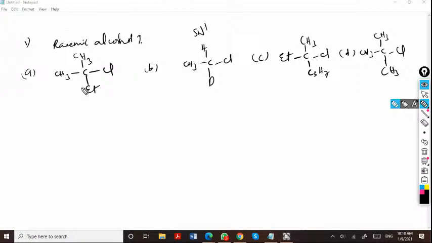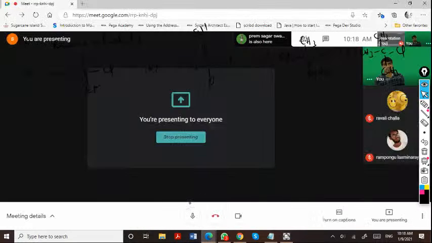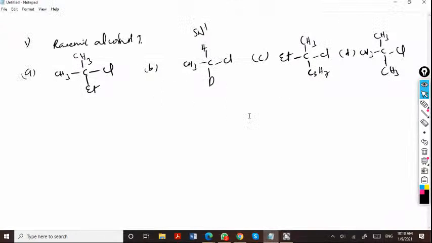So if it is A, it is a tertiary alkyl halide. But the thing is, it does not have a chiral center. When four different groups are present on a carbon, then it is considered a chiral center. So this is not a chiral center, so it will not give a racemic mixture, but it is a tertiary alkyl halide, so it will follow the SN1 reaction pattern only.